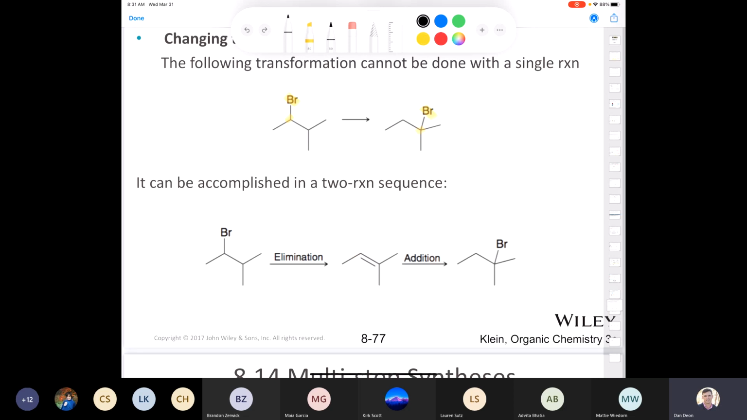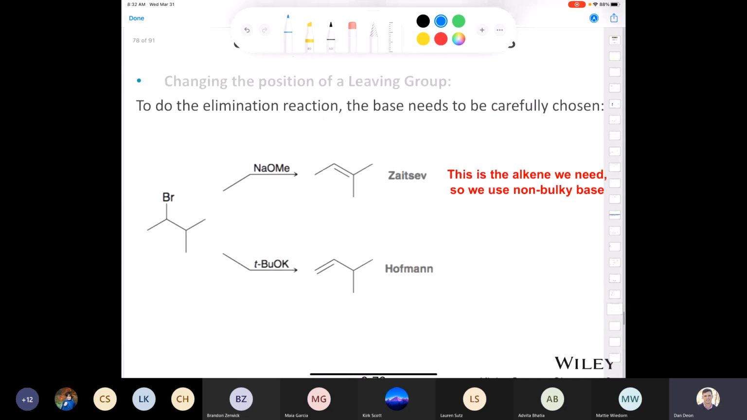How would you do that? You'd simply treat it with a non-hindered strong base like sodium methoxide, right? And you make the Zaitsev product. And then if you want to put the bromine on the other carbon, it's just going to be a Markovnikov addition, right? You're just going to use HBr, and that's because this is a Markovnikov addition. So you see how you can put chapter 7 material together with chapter 8 material. So you're going to have to be kind of Johnny on the spot with all those reactions.